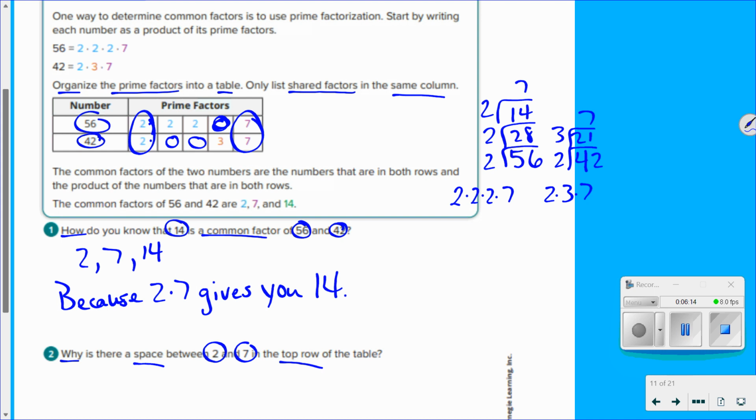Okay, so you actually said it. I'm not sure if you understand that you said it, but it comes down to the fact there isn't a 3 as a factor for 56, but there is for 42, so I have to leave that one blank.